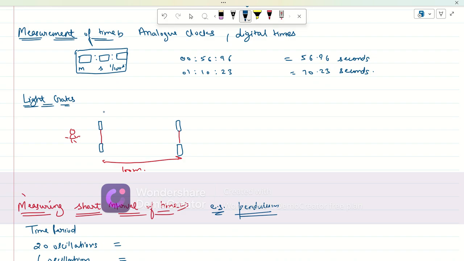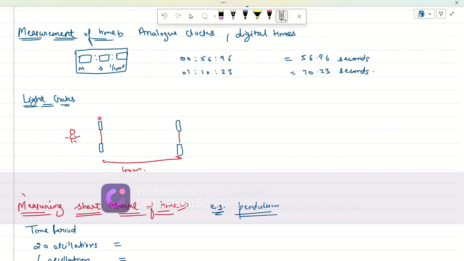In a digital timer, like the ones you see in races, there are three boxes. The first represents minutes, and the second and third represent 1 by 100 of a second. The major mistake students make is to consider it as milliseconds. It is not milli, because it is not 1 by 1000, it is 1 by 100th of a second. So if it is 00:56:96, this means 56.96 seconds. If it is 1:10:23, this means 1 minute, which is 60 seconds, plus 10 seconds, which is 70, so 70.23 seconds.